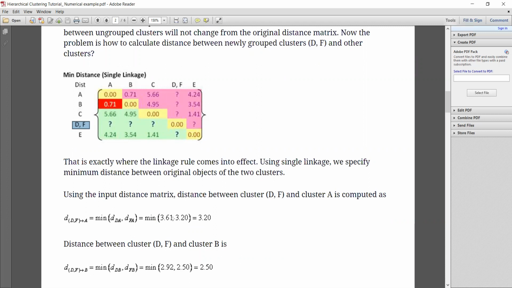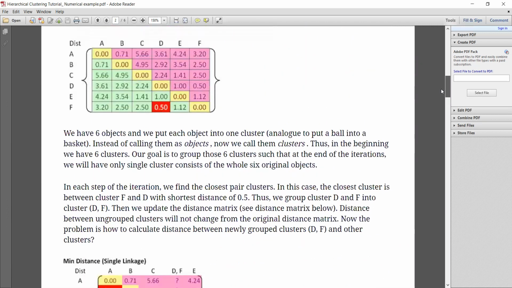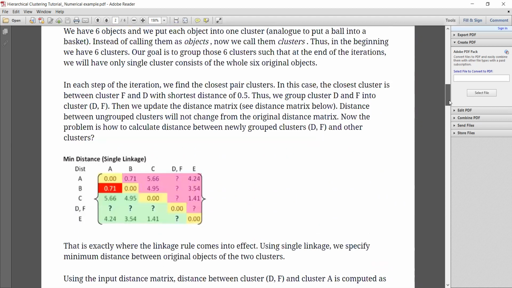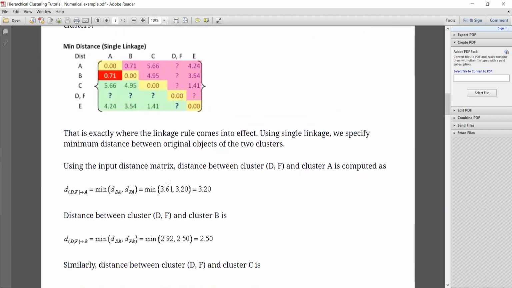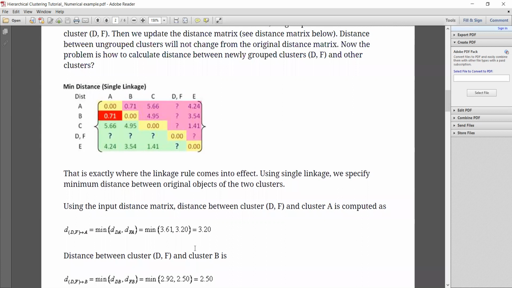So these distances you will get from my original distance matrix. This is my initial distance matrix. So the distance between FA is 3.20 and the distance between DA is 3.61, here, this one, right? So we have taken this from this matrix and you check for the minimum distance. So which is the minimum distance? That is 3.20. Right, so this 3.20 will represent the distance between the cluster DF and cluster A here, right? I hope students you are clear with this.